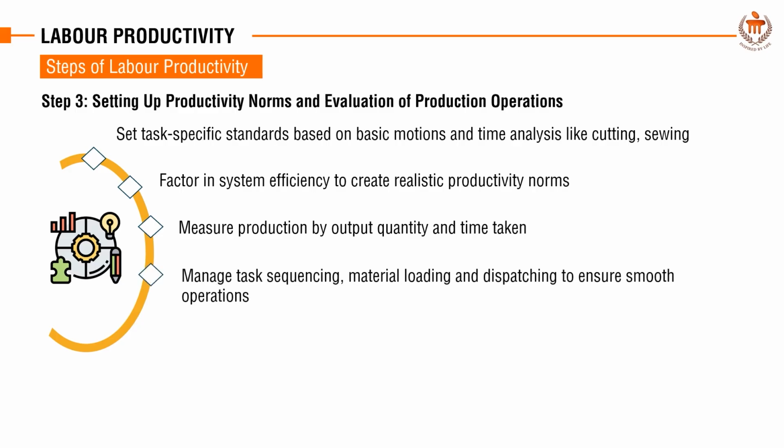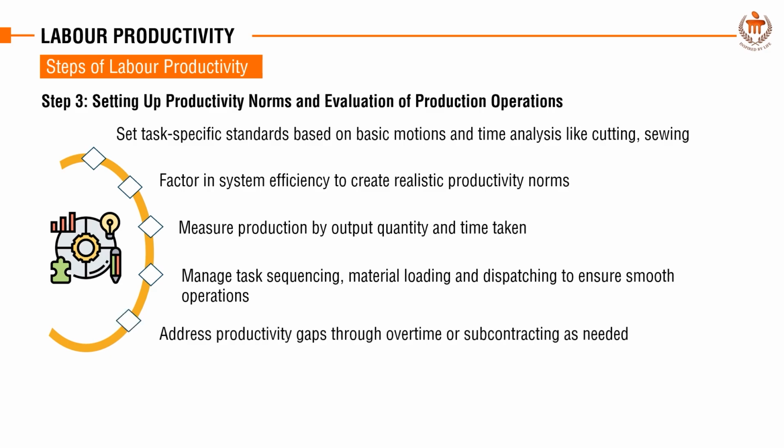These operations are based on sequencing tasks, managing the loading of materials, and coordinating dispatching to ensure timely delivery. For example, in an automotive assembly plant, the sequence of the operations is critical. If the assembly of the parts is delayed, it can have a ripple effect on the entire production line.